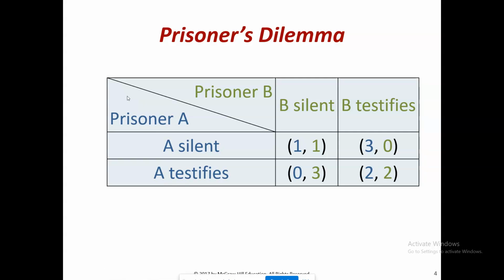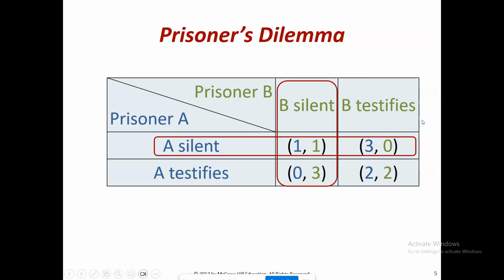The second number in the parentheses refers to the top player. Here it is prisoner B's outcome or payoff. So 1 year for B, 3 years for B, 0 years for B, 2 years for B. It does not influence our analysis of who is on the left and who is on the top. This leads to 4 different possible outcomes for prisoners A and B.